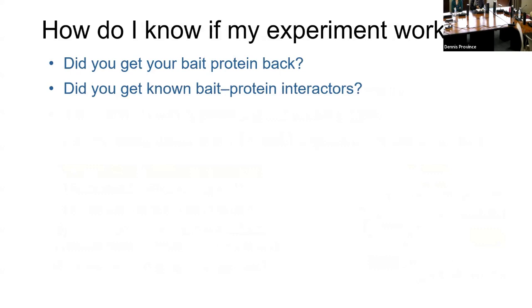How do I know if my experiment worked? This is a big one. First point, did you get your bait protein back? That should be your number one. Number two, did you get known bait interactors back? One thing, though, is a lot of people might do this experiment because they don't know what it interacts with, so they might only have the bait to go with. But it's nice if you know some other things, as we did from genetics and biochemistry and cell biology.